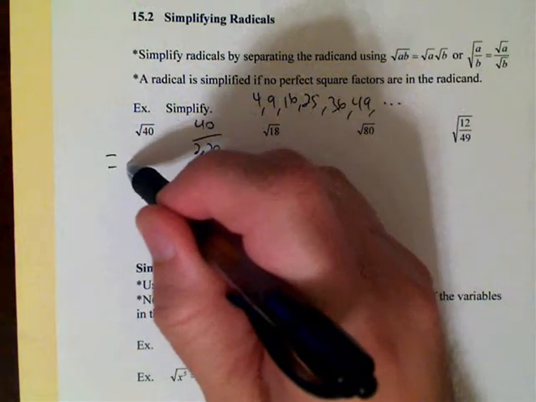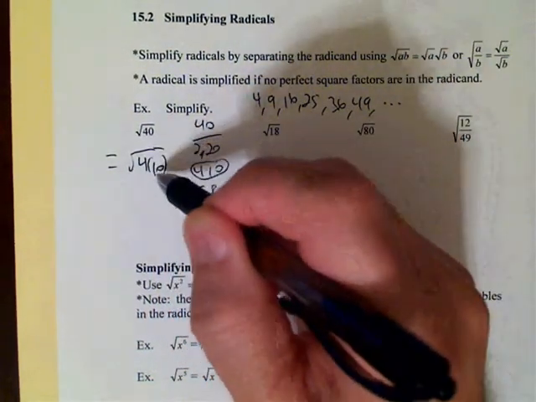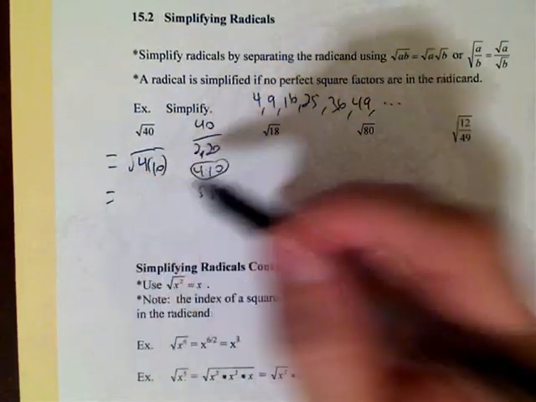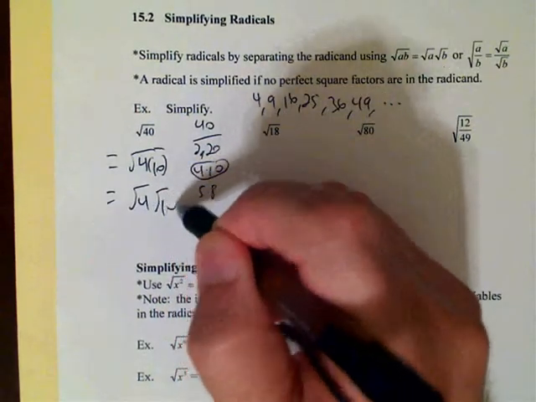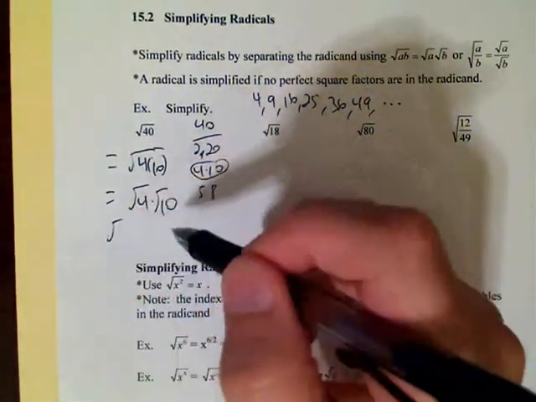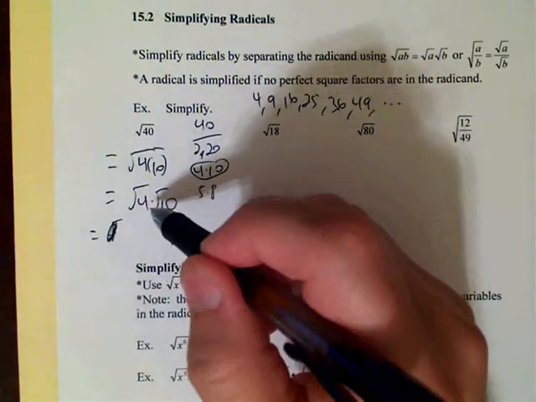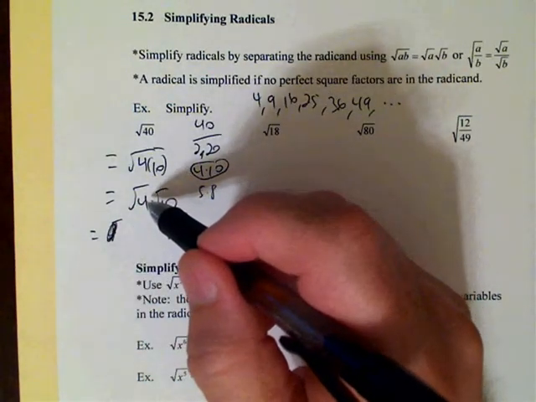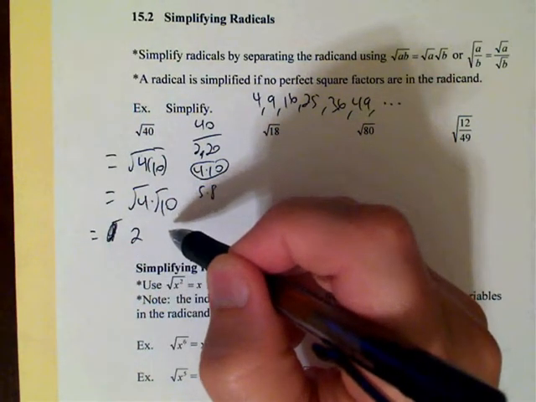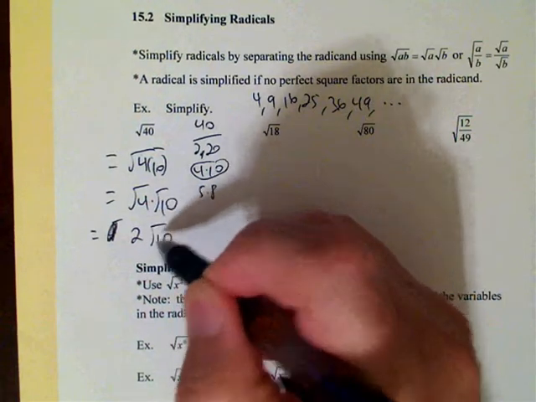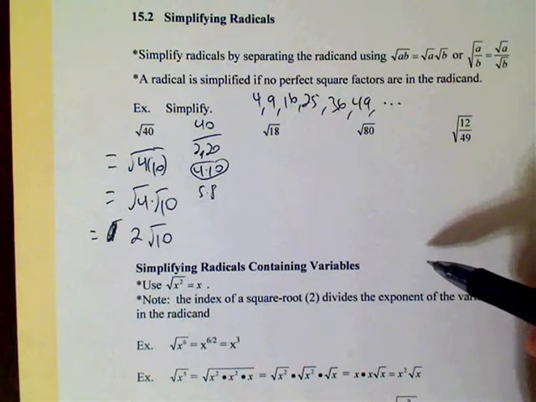So we're going to rewrite the square root of 40 as the square root of 4 times 10. I always like to write the perfect square factor first. And then, using this property, we're going to separate each with its own square root. And then we're going to simplify. What's the square root of 4? 2. The square root of 10 isn't a perfect square factor, so it stays as the square root of 10. And there's the answer.